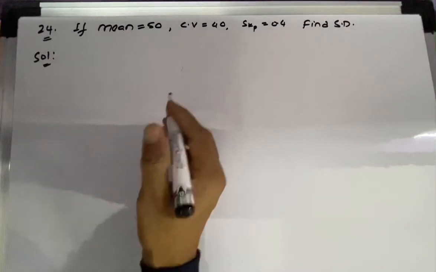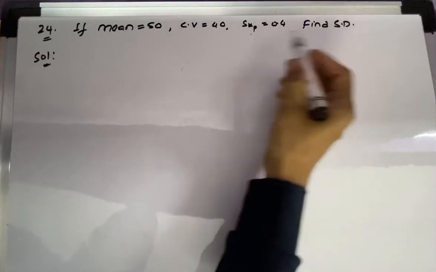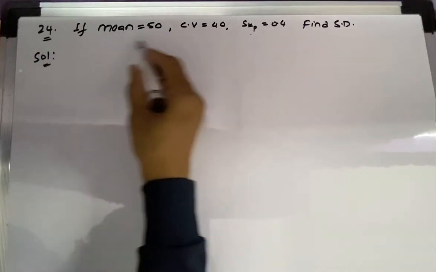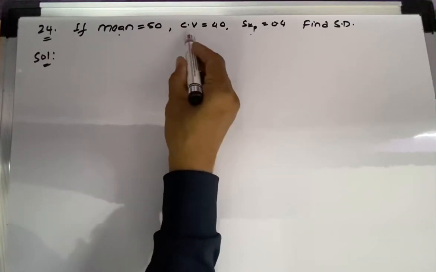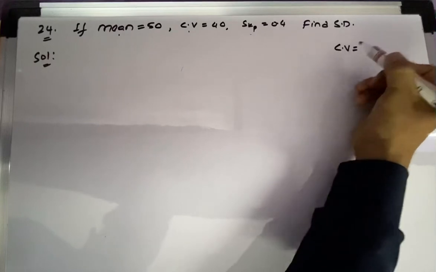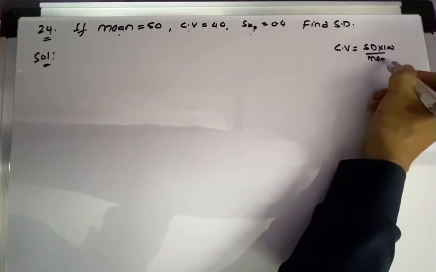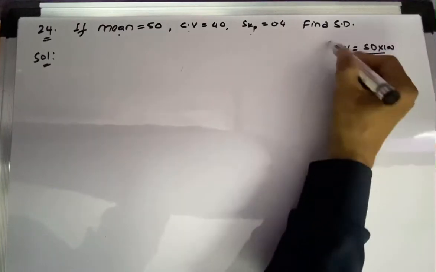If the mean is 50, the coefficient of variance is 40, and skewness is given to you, find the standard deviation. Some extra values may be given to you. If mean and coefficient of variance are there, you should recall this relationship: coefficient of variance is standard deviation into 100 divided by mean. These terms are used in this formula.